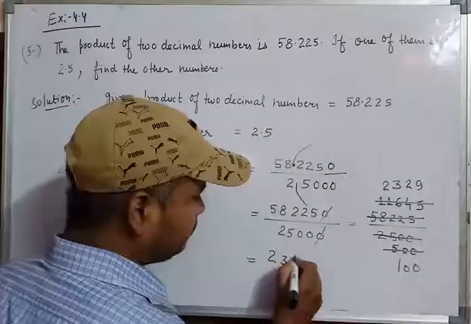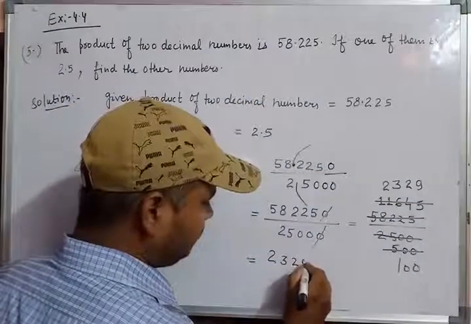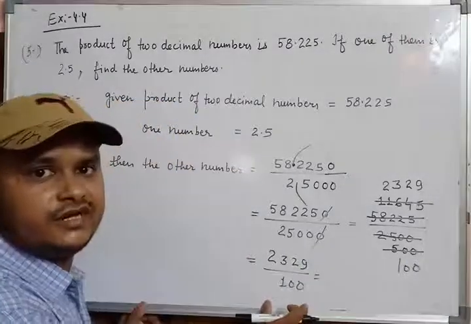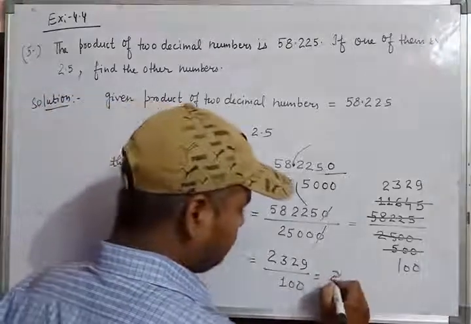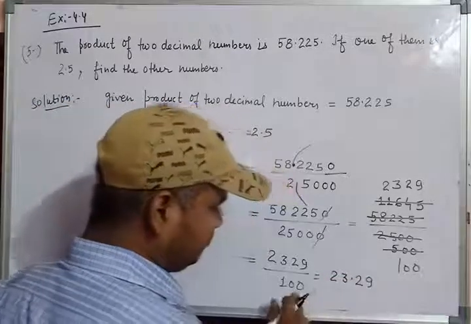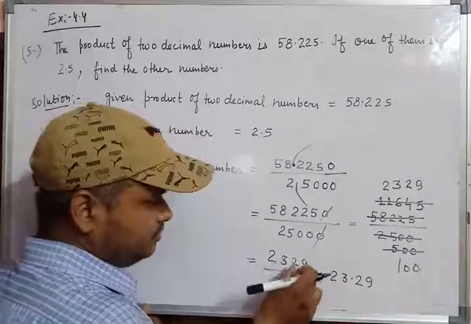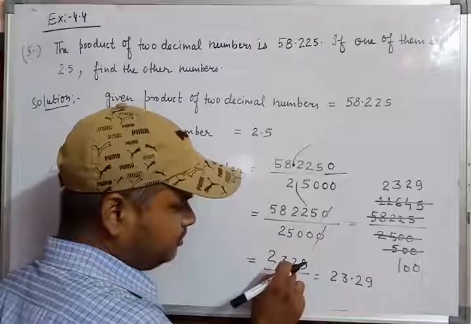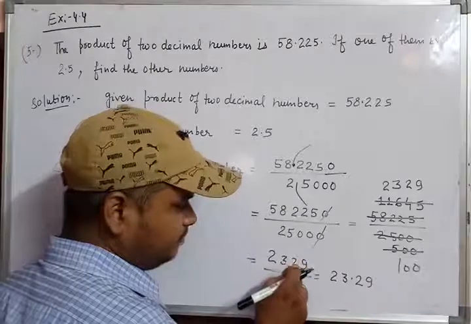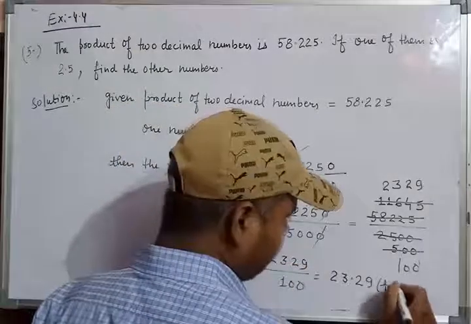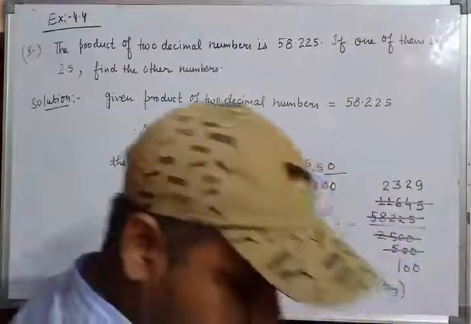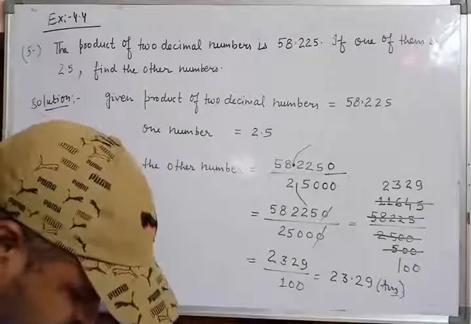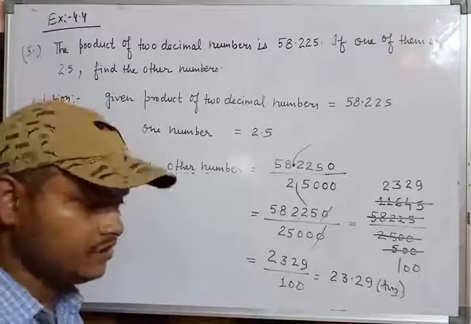Now we can write 2329 upon 100. So this is the example of a decimal fraction. So we can write 23.29, because both the 0s are carrying this number. Then put the decimal before 29. Then we get 23.29 as the answer. Let me check whether the answer is correct or not. 23.29. Yes, it is correct. Students, this is the example.